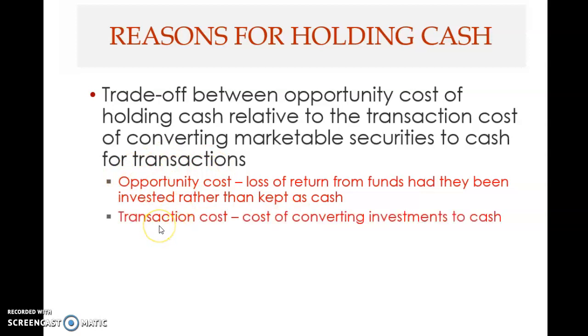Right. Then the other cost will be transaction cost. This is the cost of converting investments to cash. Okay, when you need to make a payment, it has to be made using cash. Therefore, if you hold too little cash, then you will have to convert investments or assets, fixed assets for example, or other assets into cash before you can make the payment. Therefore, there will be some losses due to the conversion of investments to cash, especially if you are forced to sell. If you are desperate, then you may not get a good price. So the loss of value is the transaction cost, because you need to convert.